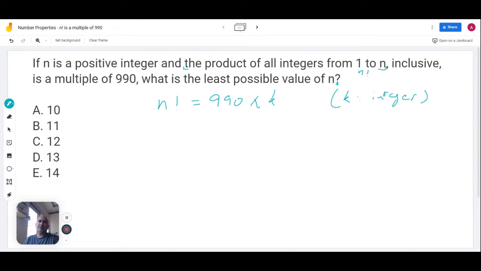What is the least possible value of k? What's the least possible value? How do we figure out the least possible value, and how come there can be more than one value of n? Let's understand these questions. How come there can be more than one value?